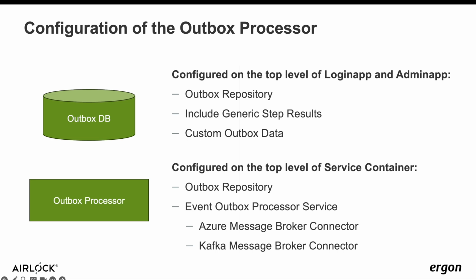On the outbox side, the outbox process is configured in the service container. So it's a new service in the service container. It requires an outbox repository, and there you can define a list of event outbox processor services, basically a list of Azure Message Broker connectors and a list of Kafka Message Broker connectors if you want to connect to multiple buses, either from one or the other of the technologies. That's really up to you. So this is how we made it possible for events from Airlock IAM to be reliably sent to other systems.